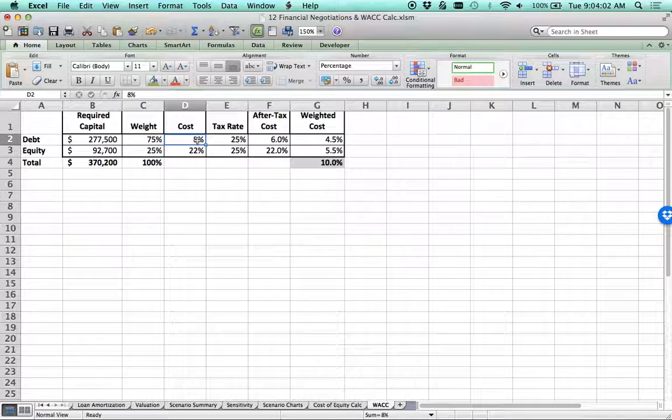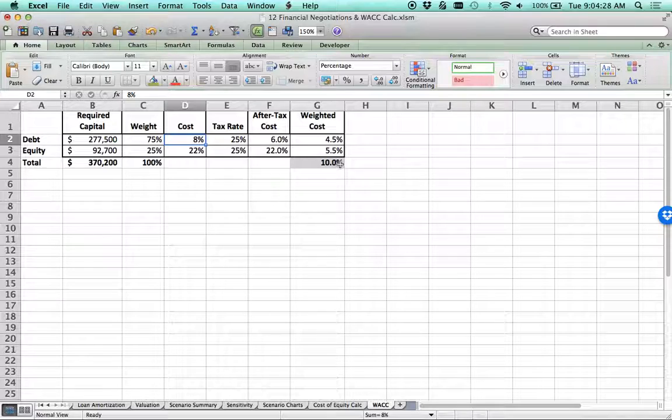In the analysis, we assumed that debt was at 8%. We also had assumed that the total cost of capital was 10% for the NPV. That implied, and I had already done this in advance, a 22% cost of equity. And so with a 25% tax rate, we do the after-tax cost of equity, weight them, and sure enough, there we go.